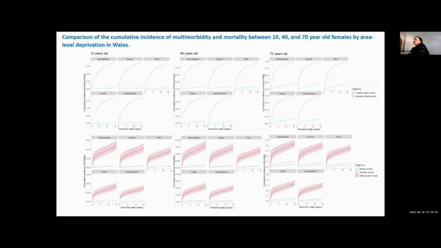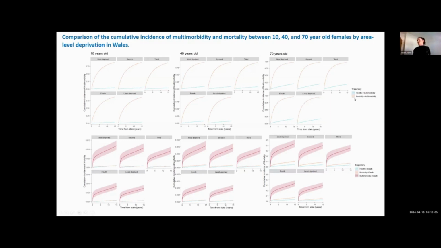And so this is just some data visualizations from the study. The figure on the top row shows the cumulative incidence of multimorbidity for 10, 40 and 70-year-old females. And the bottom shows the cumulative incidence of mortality for 10, 40 and 70-year-olds by deprivation quintiles. And you can see that over time, there is a steepening of the gradient, in particular for the mortality when comparing individuals in the most deprived versus the least deprived.